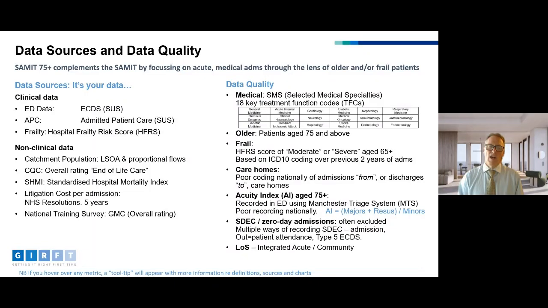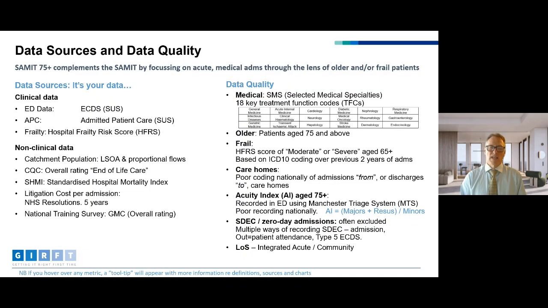In terms of care homes, again, there is some variation nationally in terms of how coding for patients coming from a care home is done, or whether it's usual place of residence and then discharged to a care home. So just keep an eye on those metrics in terms of validating it from your own perspective in your hospitals.